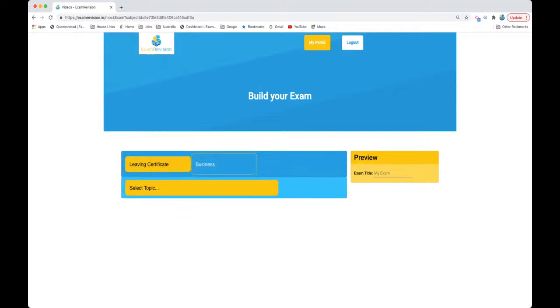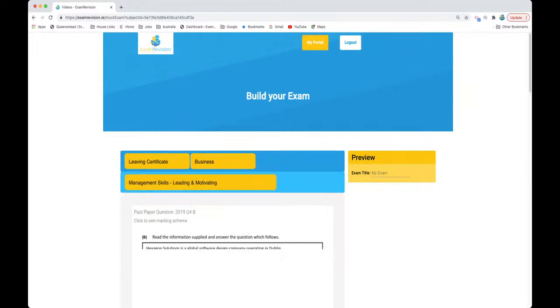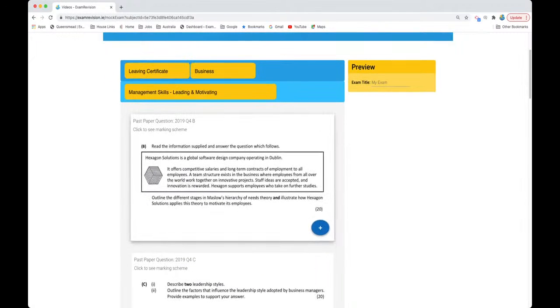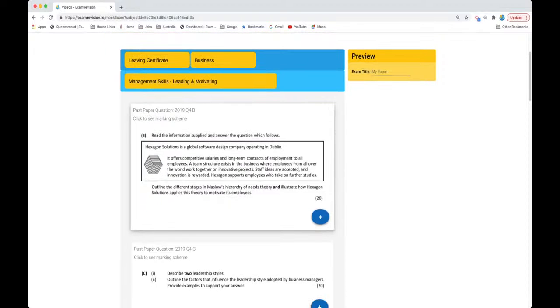So for today, for example, say we're looking at leading and motivating, we can look at all the past paper questions that come up. If I quickly go down through here, it says: outline different stages of Maslow's hierarchy of needs theory, and illustrate how Hexagon Solutions applies the theory to motivate staff. The word illustrate is really important, so I make sure I put in my examples. State, explain, examples is going to get me my marks here. It's 20 marks, so we're going to need 4 points.